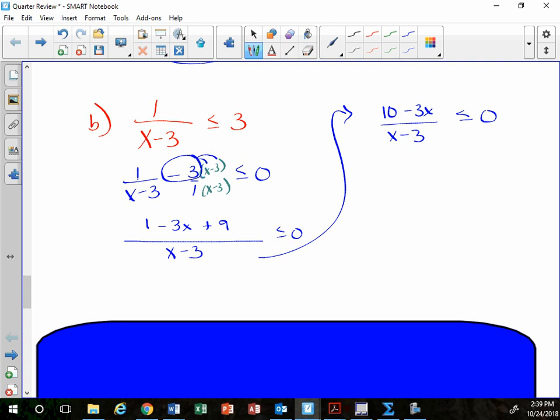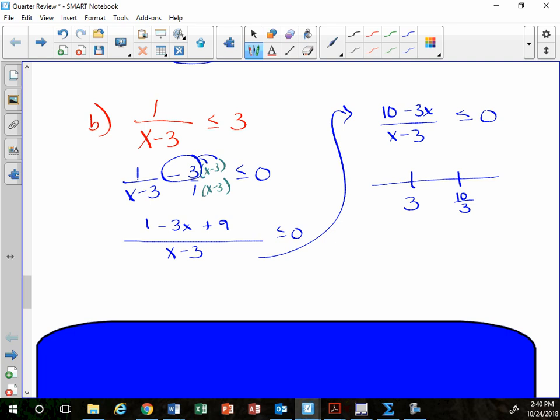Okay. 2 points on your number line. One of them is 3. What is the other one? 10 over 3. You get that by setting the numerator equal to 0. So subtract 10, divide by negative 3, you get positive 10 over 3. So to find the 2 points on the number line, what makes your denominator 0? What makes your numerator 0? You need to actually set it equal to 0 and solve.